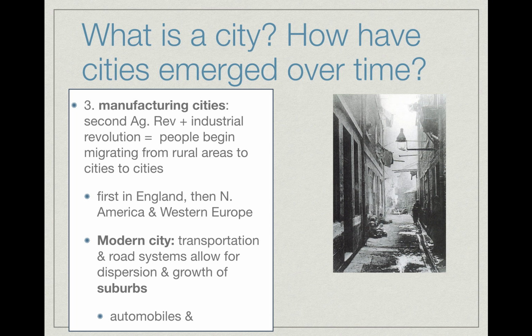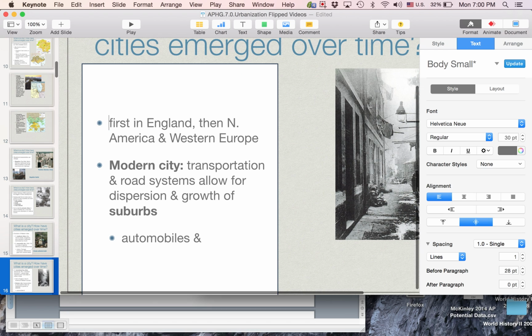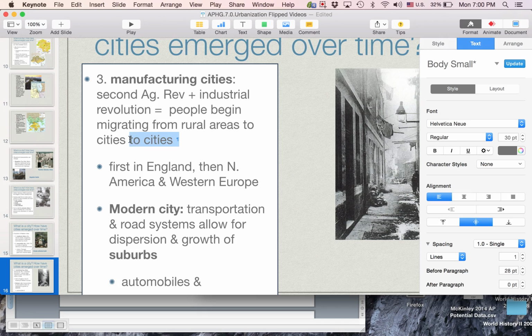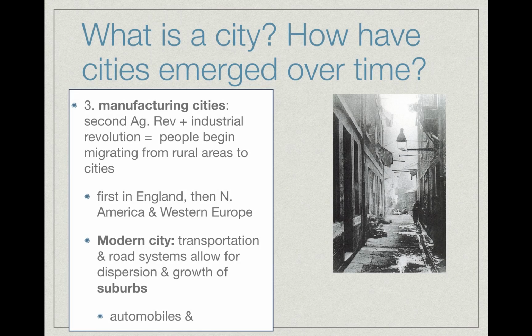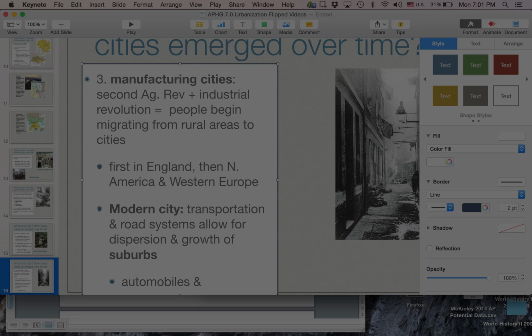So the bottom line here is that we have people migrating from rural areas to cities, and I don't know why it says "to cities" twice. Sorry about that. When they're migrating from rural areas to cities, we now have the ability to actually feed people. And we've got manufacturing plants that were largely concentrated within the cities themselves. This first happened in England, and then the Industrial Revolution spread to North America and Western Europe. And lastly, I should say number 4, I made two typos on one slide.